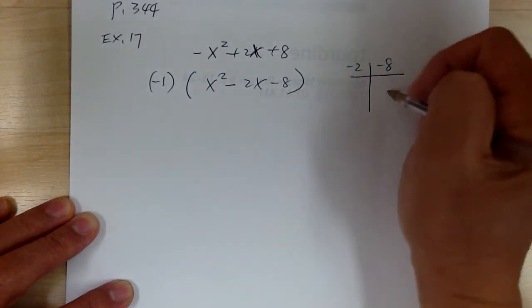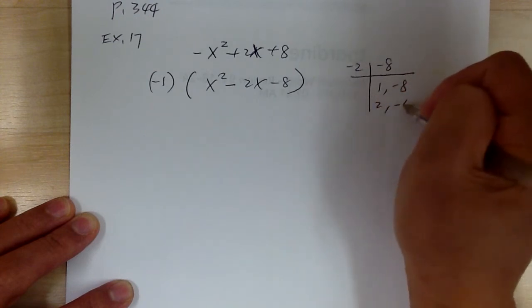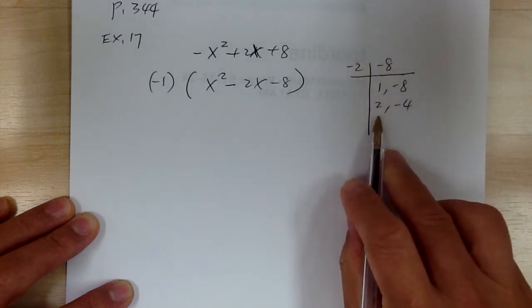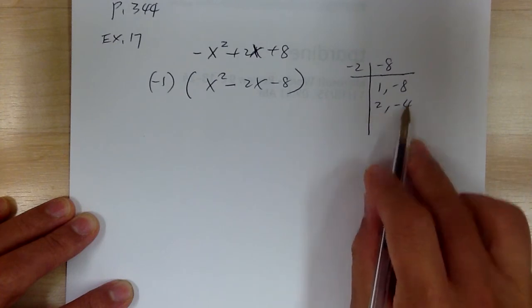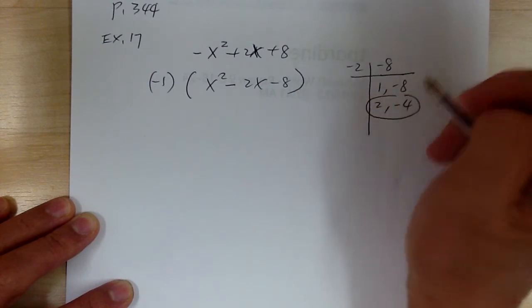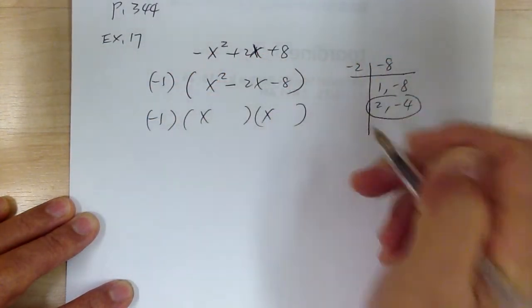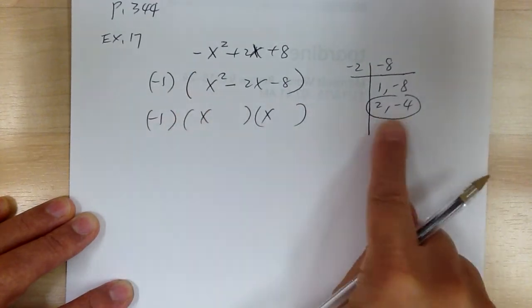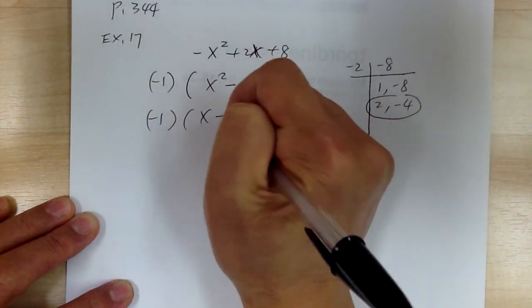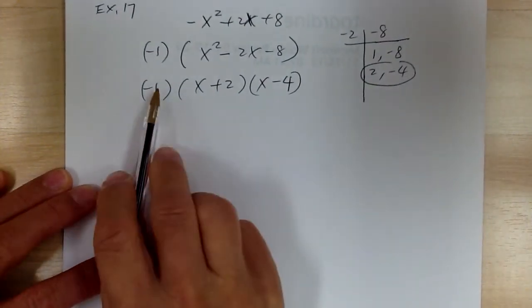Again, you start with 1 comma negative 8, no good. 2 comma negative 4, so this is it, right? 2 times negative 4 gives you negative 8, and 2 plus negative 4 gives you negative 2. So this is it. Let's go and do that. Now, there's no number in front, so whatever you see is whatever you get. So plus 2 minus 4. But now you have to deal with this.